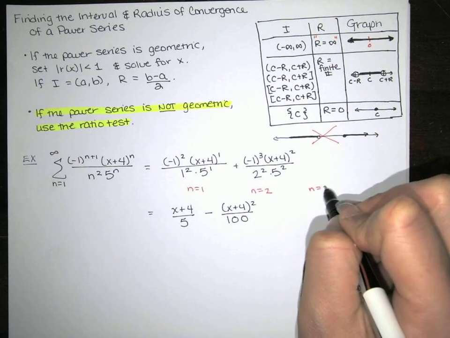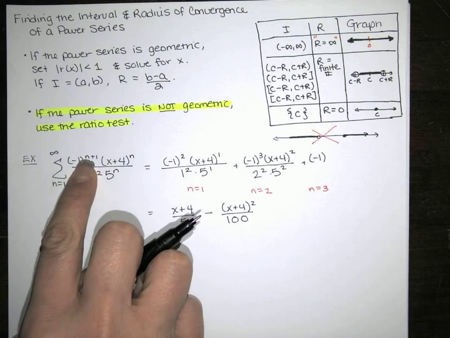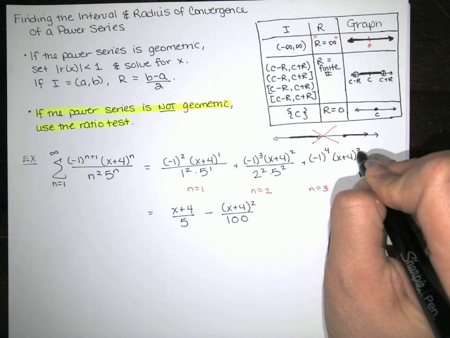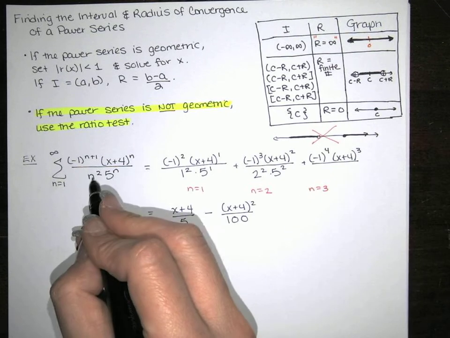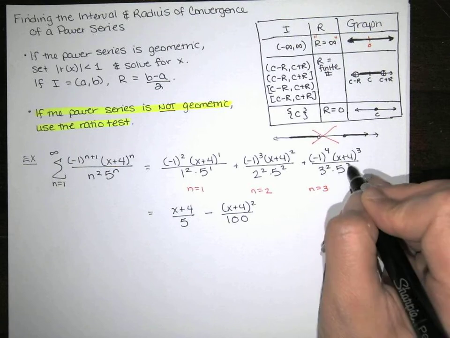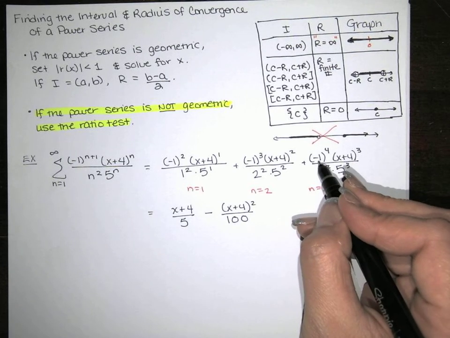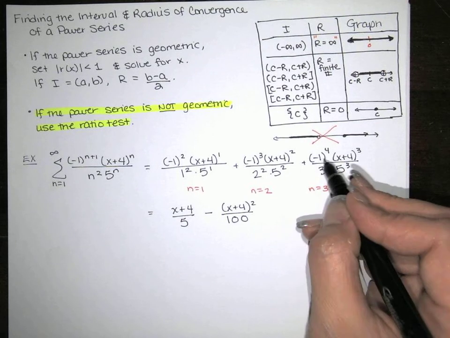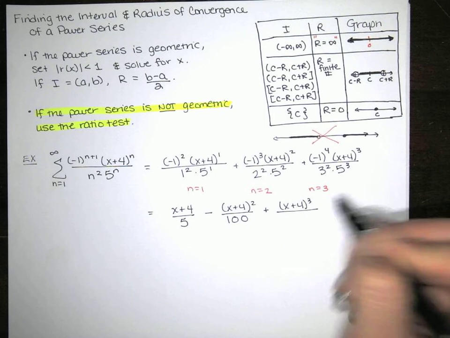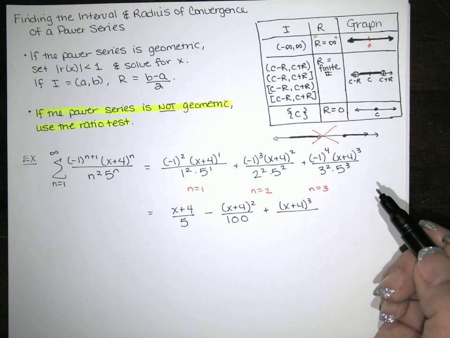And then when n equals 3, we get our next term. 3 plus 1 is 4. Then I have (x + 4)^3 over n squared, so that's 3 squared, times 5 to the nth, so third. So I've got a negative 1 to the fourth, which is negative times a negative times a negative times a negative, so that's positive, plus (x + 4)^3. And now I've got a 9 times 125. So what is that?